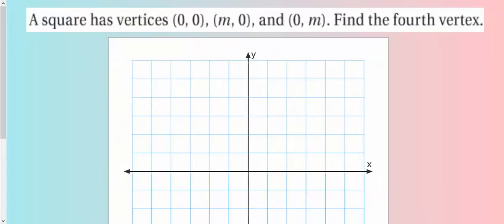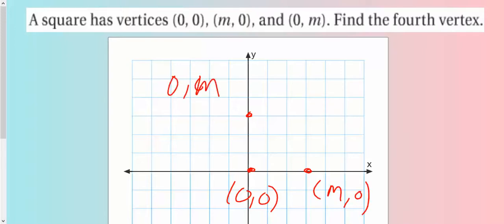I got one more here for you. This one has a square at 0, 0, m 0. Now, why did I choose this point to be m? Because I can. You don't have any values associated with any of these grid lines. It doesn't say they're 1 by 1. So find the fourth vertex. To get to this point right here, I go over m, up m units. So it's going to be m comma m.